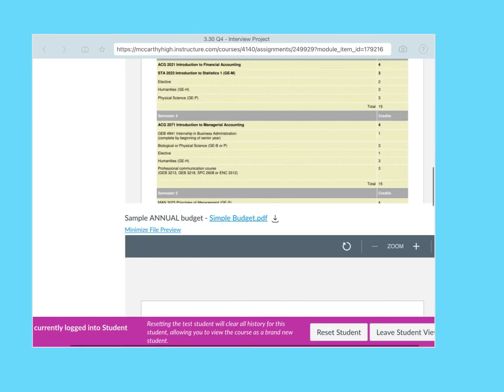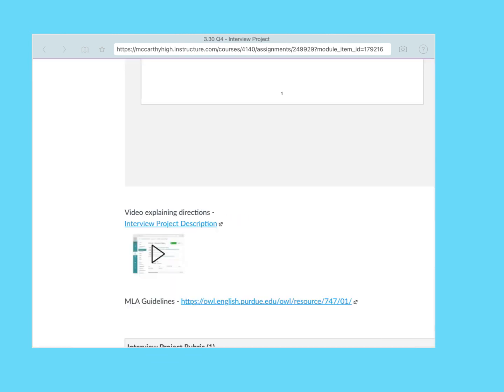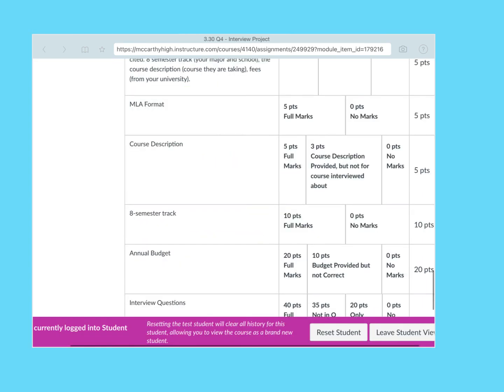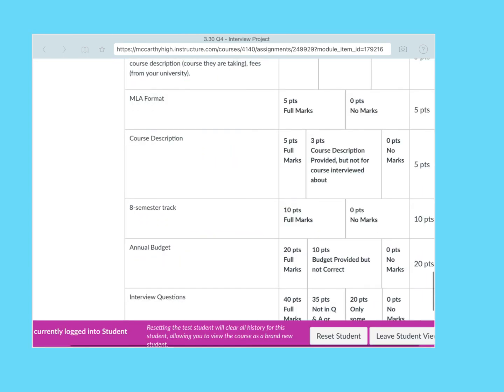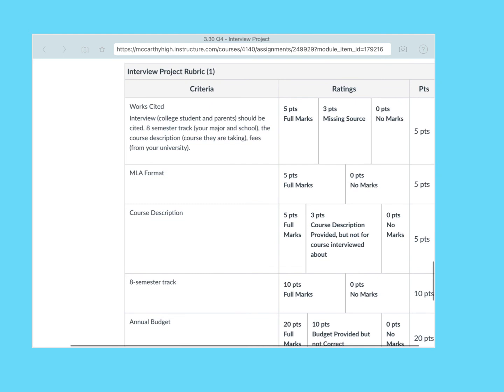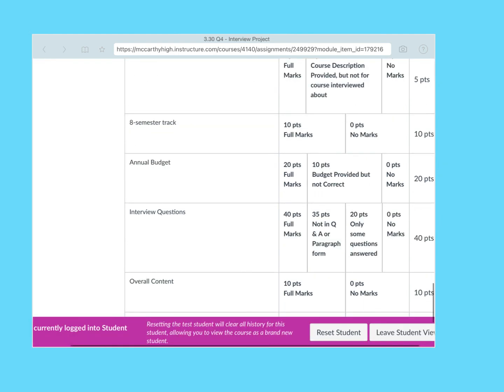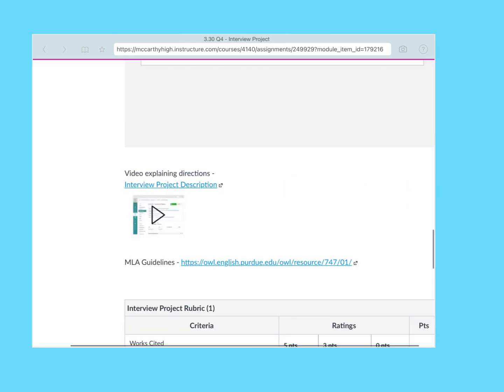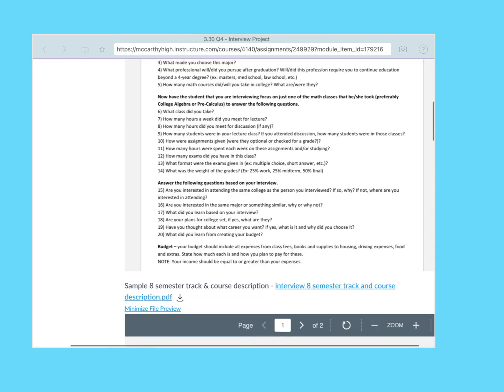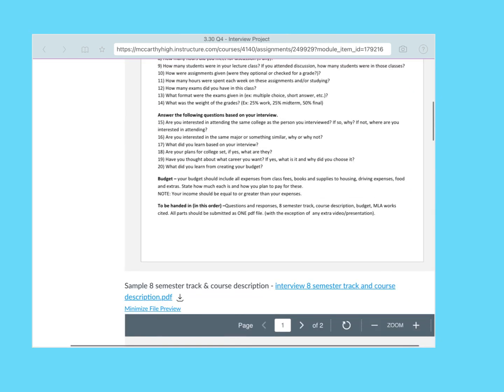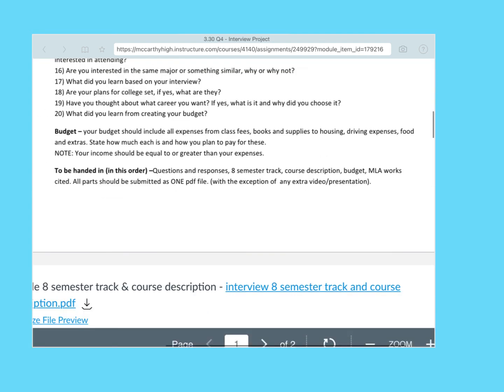And that goes separate from the presentation. You're going to turn in to me all one file, so this is the rubric, in this order. Sorry, works cited is not the right place. I thought I had it on there. I think it's all the way on the bottom here and you can't see it. There it is. To be handed in this order: the questions and responses, the 8-semester track, the course description, the budget, the MLA works cited.